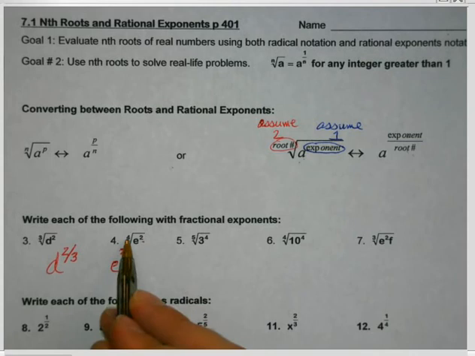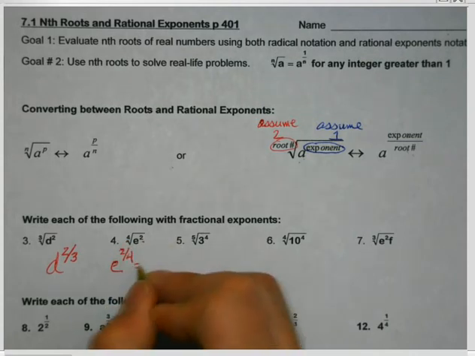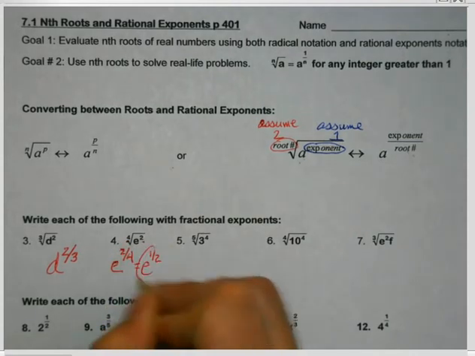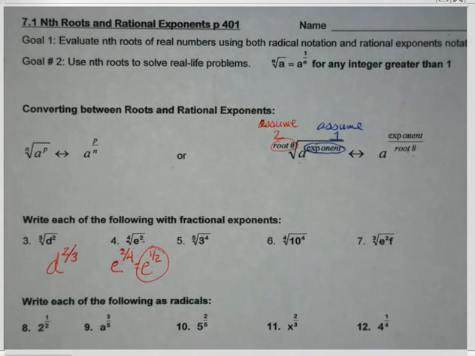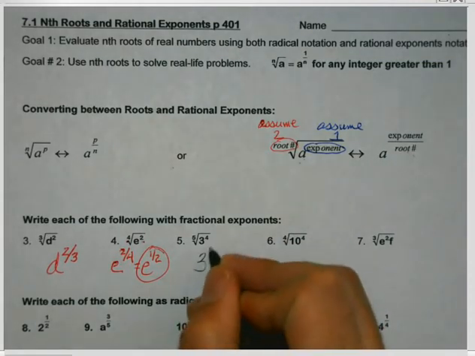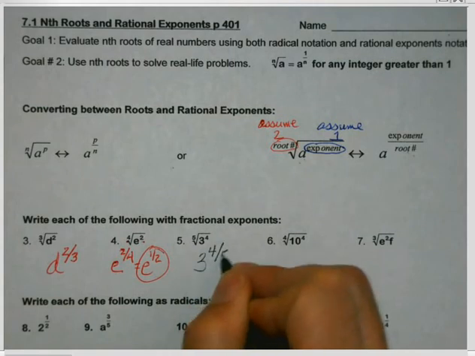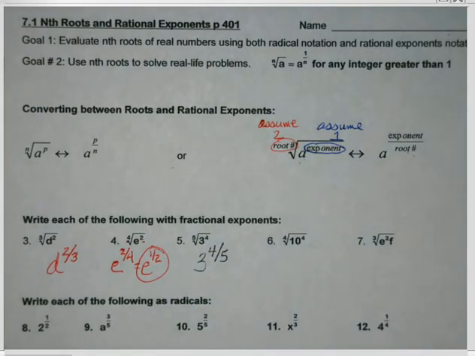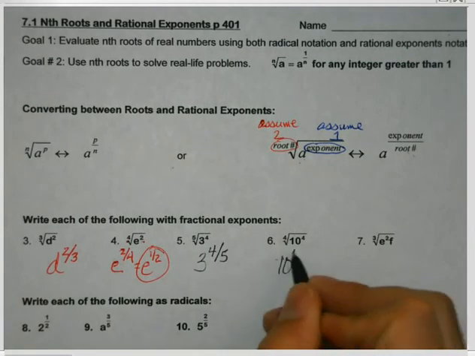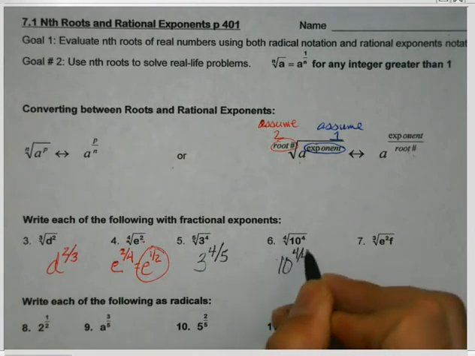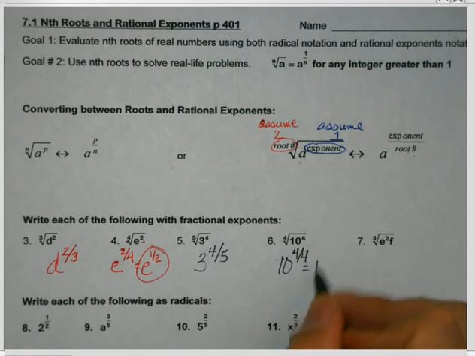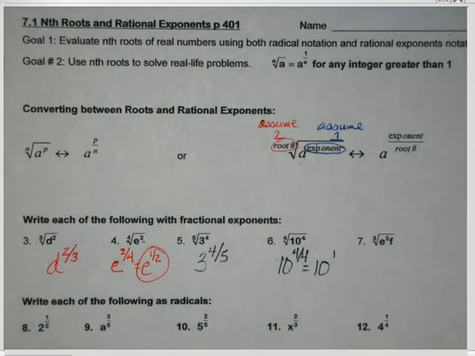It's exponent over root. But I can reduce the fraction. 1/2. And we're going to do this exponent over root. But always reduce. Exponent over root, but that reduces to 10 to the first or just 10. So it's just like any time you deal with a fraction in algebra. If you can simplify it, if you can reduce it, you need to.